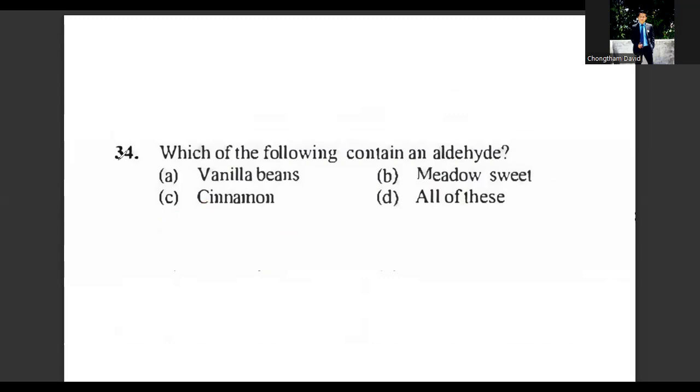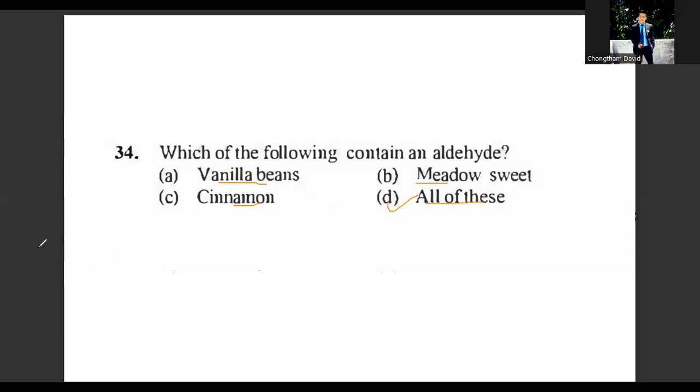You will find this reasoning in the front page, in the introductory part of the NCERT textbook. Very basic, you know. Aldehydes are present in most of the dry fruits, like almonds. Anyway, which of the following contain an aldehyde? All of this will contain aldehyde: vanilla beans, meadowsweet, cinnamon, almonds, all of this.